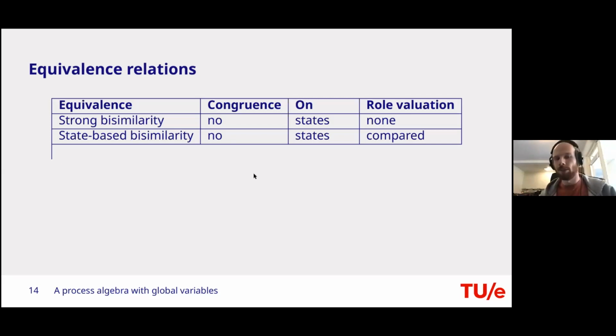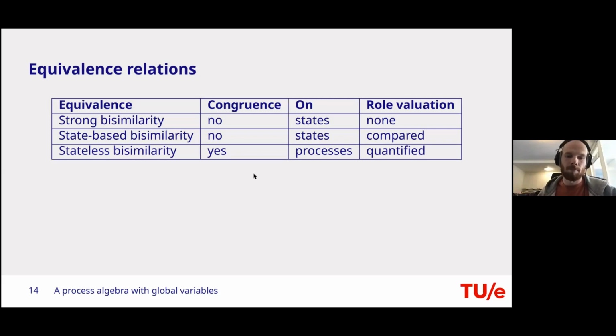But it has the benefit that you can at least compare the valuation, which is, for example, useful if this valuation is visible from the environment. We also have stateless bisimilarity. This is a congruence. This is not a relation on states, but on processes.